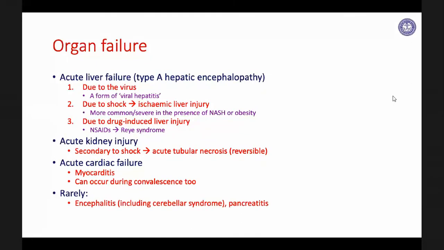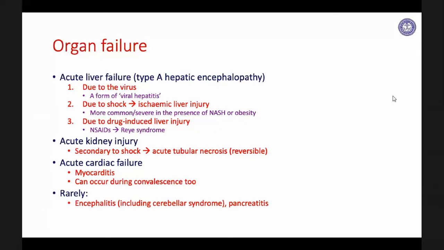So in that situation, the portal venous blood flow drops to very low levels, almost zero. When that happens, the liver becomes completely and quickly hypoxic, and that gives rise to ischemic liver injury. So patients with NASH and obesity, their blood flow is already a bit compromised because of the fatty liver. So that's believed to be the reason why they are more prone to develop ischemic liver injury.